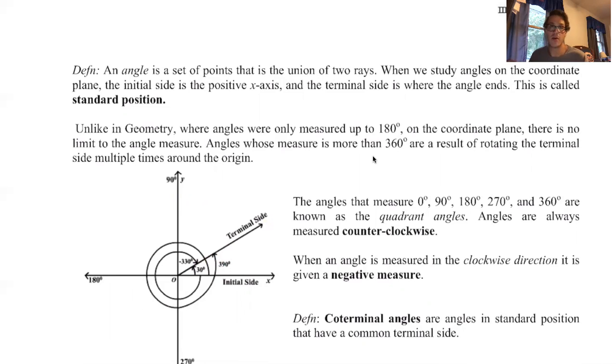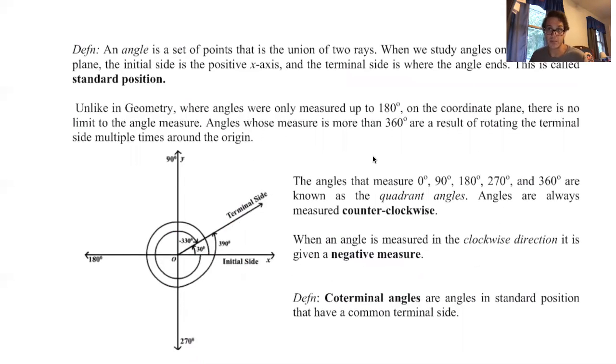Unlike in geometry, however, where angles we only measure up to 180 degrees, on the coordinate plane, there's really no limit to angle measure. We can have angles from 0 up to 360, which is a full circle, but we can even go beyond that, like we see in this little example here at 390 degrees. We can even have negative angle measurements, which we'll understand what positives and negatives mean from this example in just a moment here, right? But there's no limit to what the angle measurements can be. They can be any number, positive or negative.